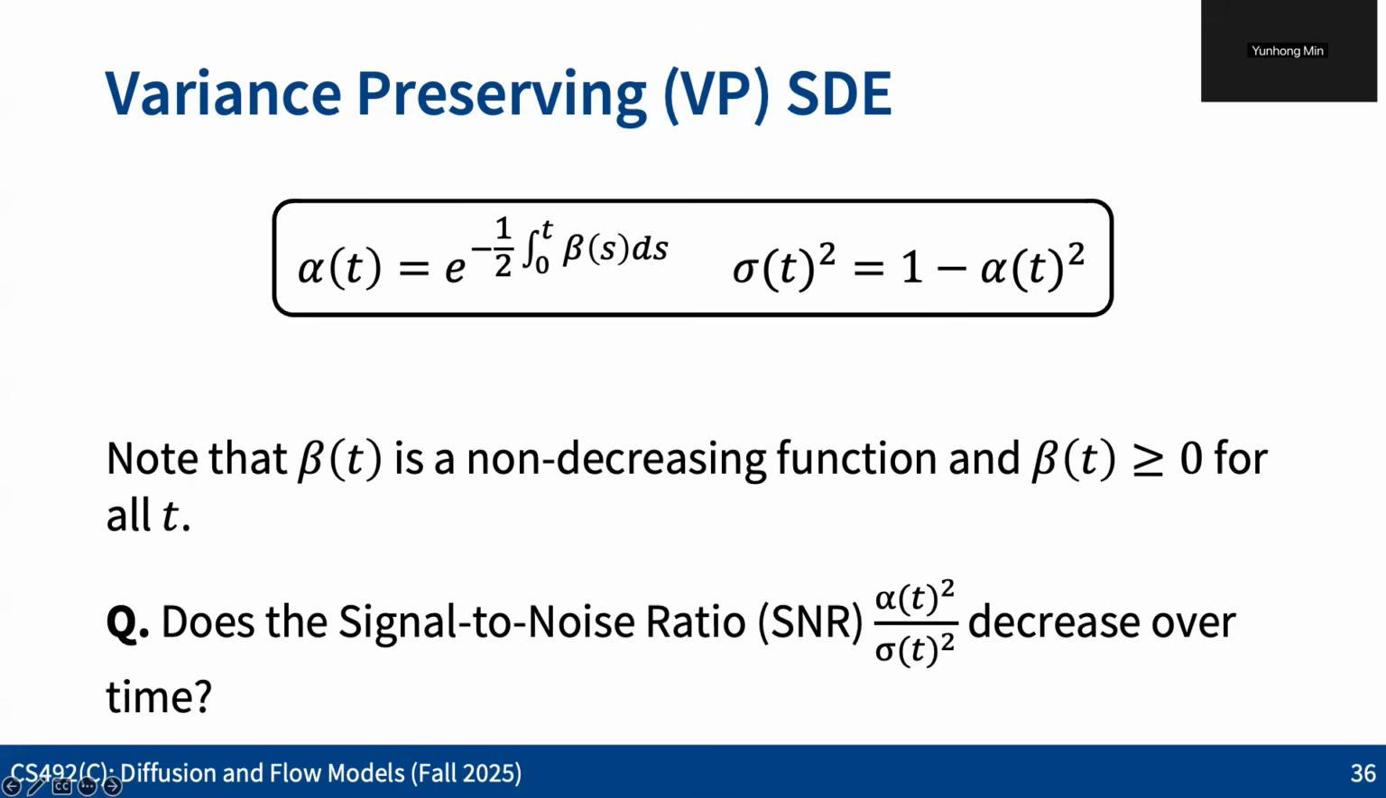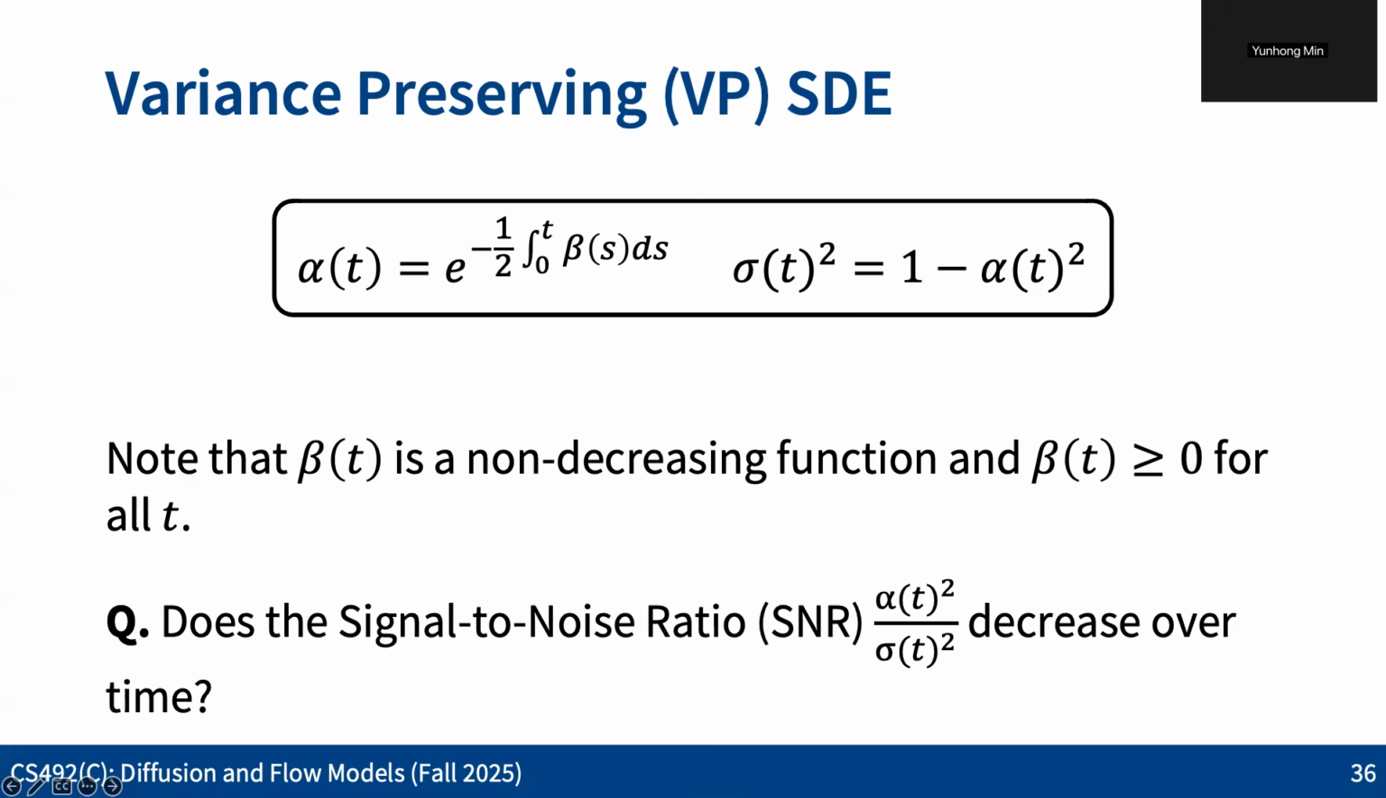But basically, given that beta t is defined as a non-decreasing function and also greater than 0 over time, can you see that the SNR becomes a non-decreasing function? Makes sense? So basically, this term is non-decreasing and also all positive, which means that the integral of this function would also be an increasing function, right?